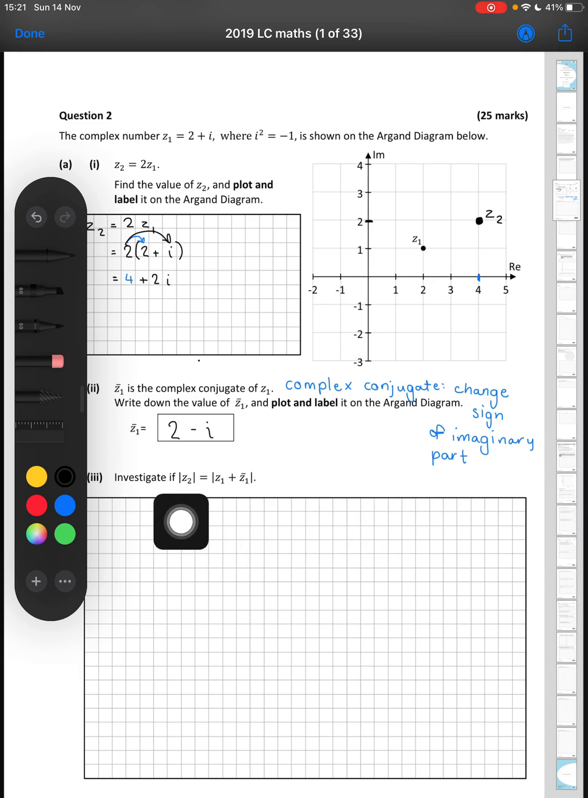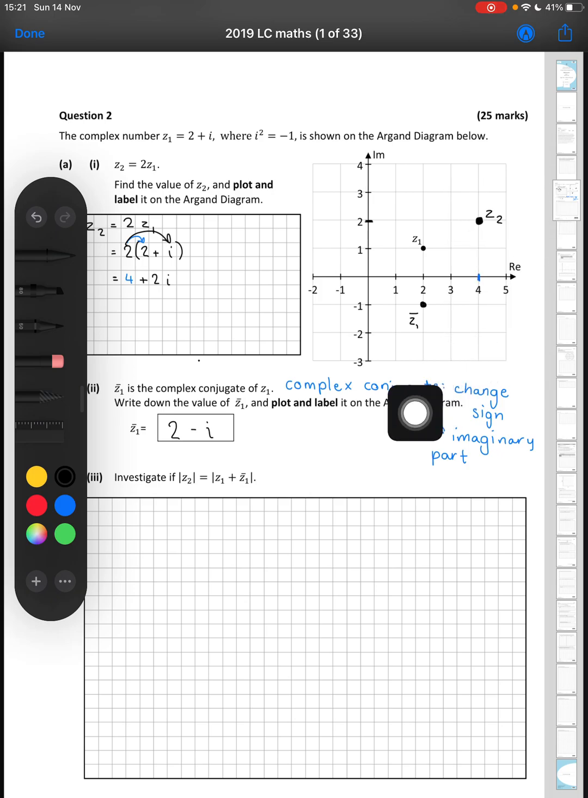Then it says investigate if, and there are lines on both sides of Z2, so the modulus of Z2, that's the distance from the origin, is equal to the modulus of Z1 plus the conjugate of Z1. I actually forgot to plot this up here. I need to plot the conjugate of Z1. It was 2 minus i, so it's down here. So that was my conjugate of Z1.